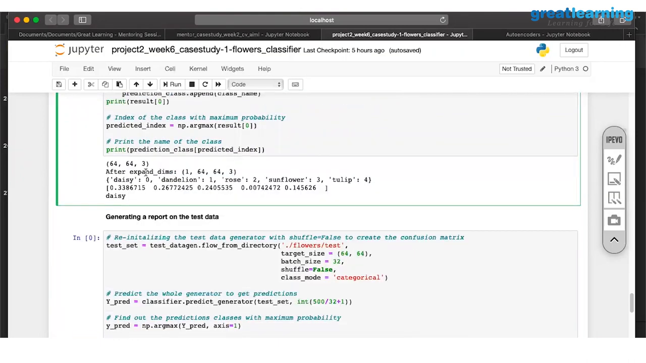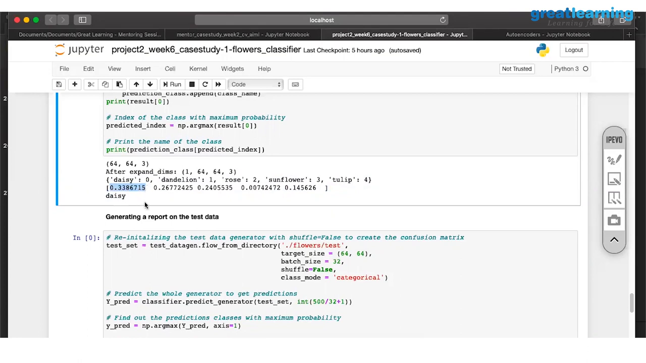If you look at the output, this is the size of my image. This is the image after expansion. Next, this is the set of options that we have. And out of these options, if you look at the softmax output we have got, can somebody hint which one of these is the classified answer? Daisy, exactly.